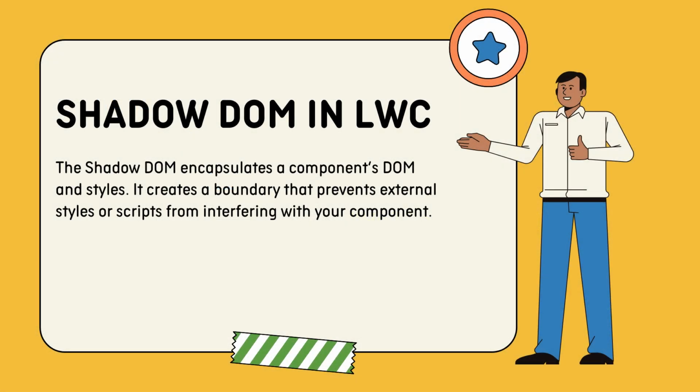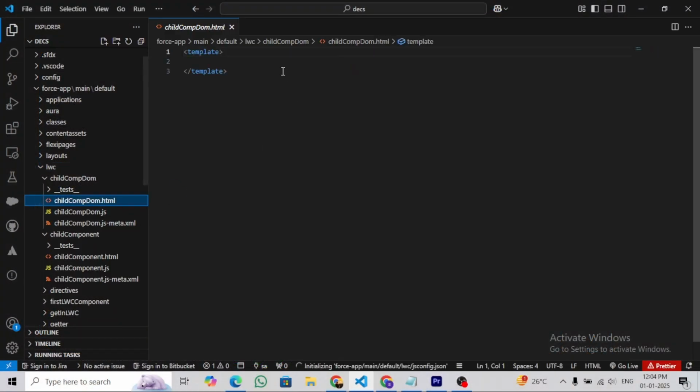Now let's understand shadow DOM in LWC. Shadow DOM encapsulates a component's DOM and styles. It creates a boundary that prevents external styles or scripts from interfering with your component. Let's look at an example.